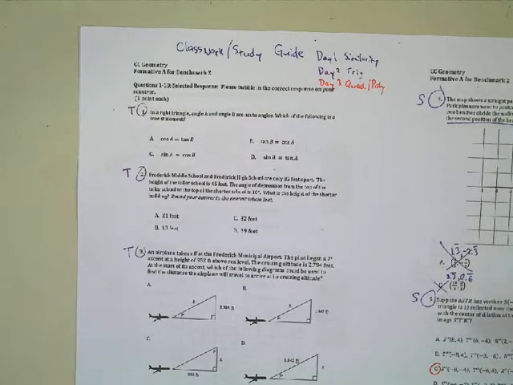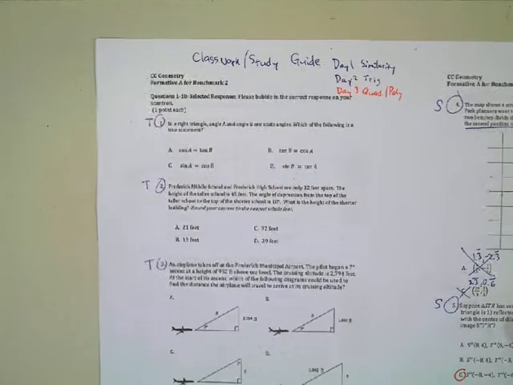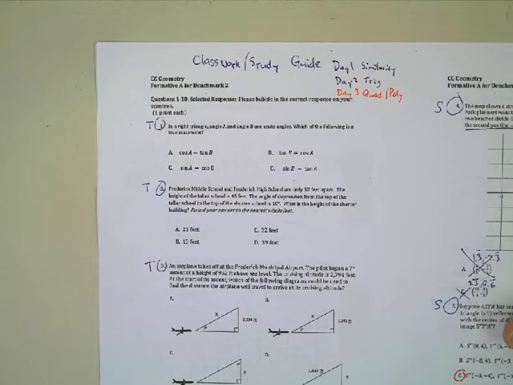Okay, so let's look here at the very first question that we run across. In a right triangle, angle A and angle B are acute angles. Which of the following is a true statement? All right, so let's draw a picture here.